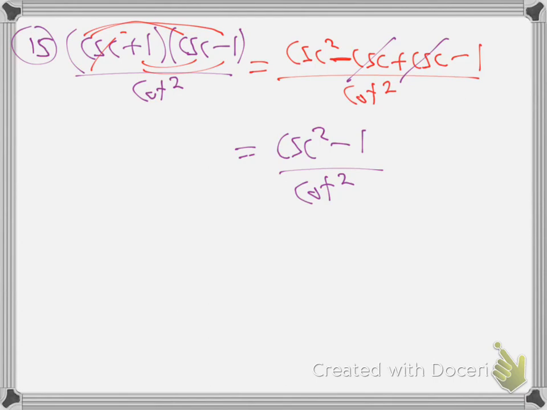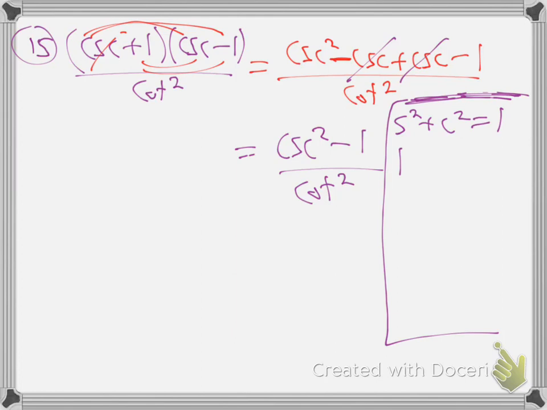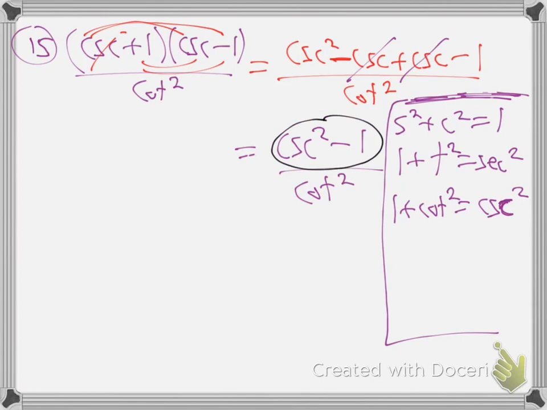Any ideas? Think about these Pythagorean identities. We just use these all the time. So sine squared plus cosine squared is 1. 1 plus tangent squared is secant squared. And 1 plus cotan squared is cosecant squared. Let me direct your eyes. Doesn't this tell you to do something with that? What could you do there? Do you see what to do exactly, though?